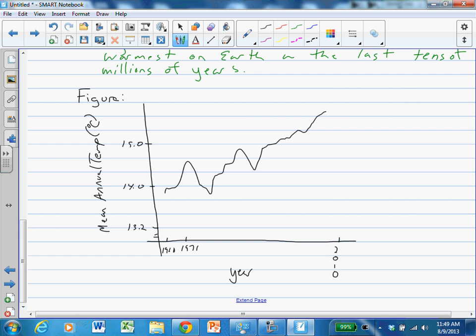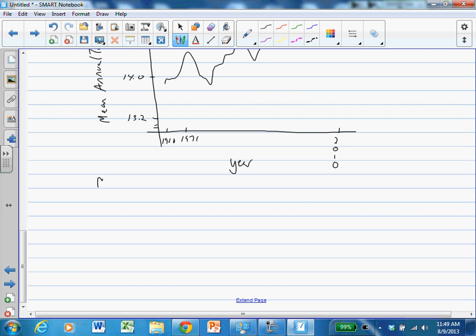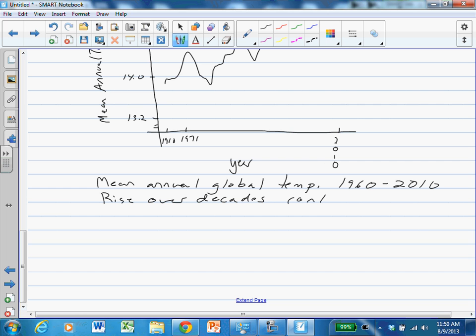Mean annual global temperature from 1960 to 2010, rise over decades, continues to go up. The rate of it going up is increasing as well.